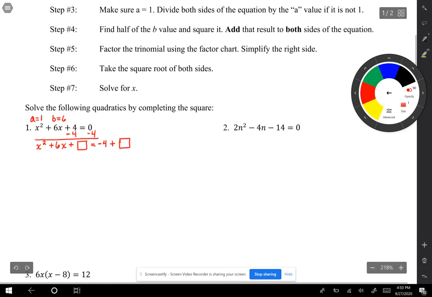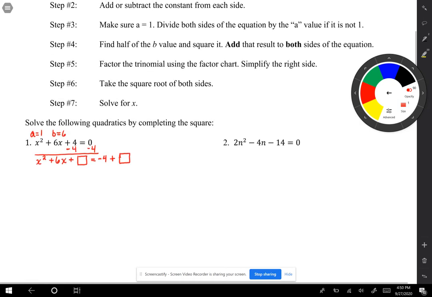So step number 2 is done for us, or now we've done step 2. Step 3, make sure a equals 1. Well, we already identified that a was 1 in our equation, so step 3 doesn't apply. Now, step number 4, find half of the b value. Well, if you look at b, half of 6 is 3. So we can show that here. So to find half of something, you would just divide by 2. So 6 divided by 2.